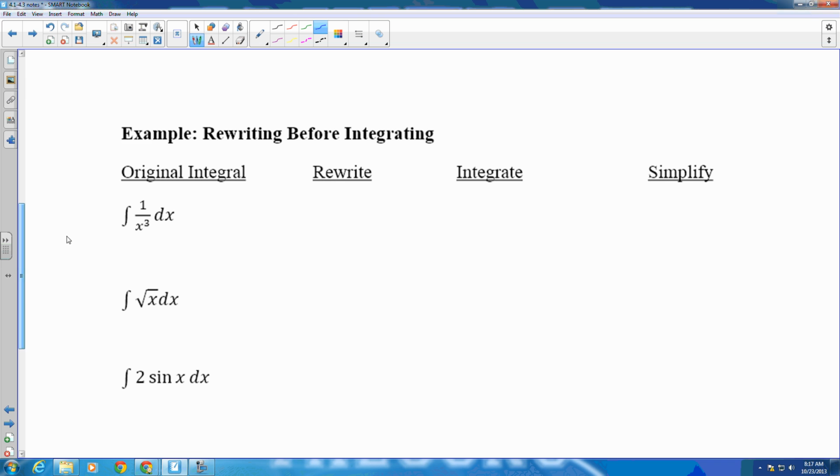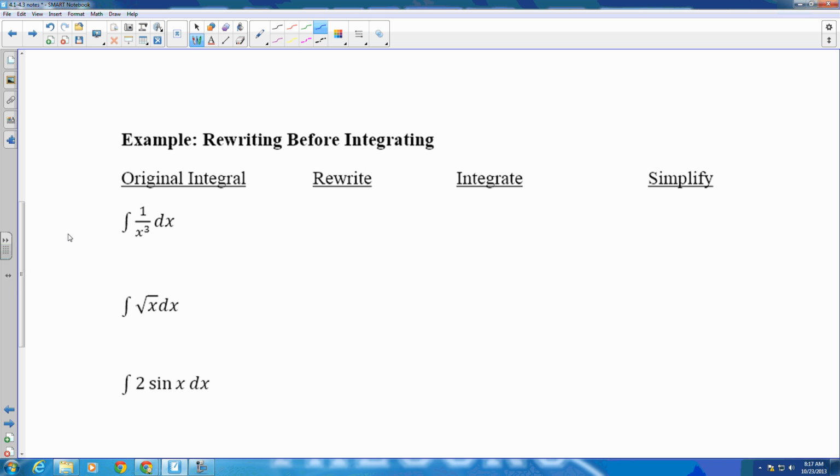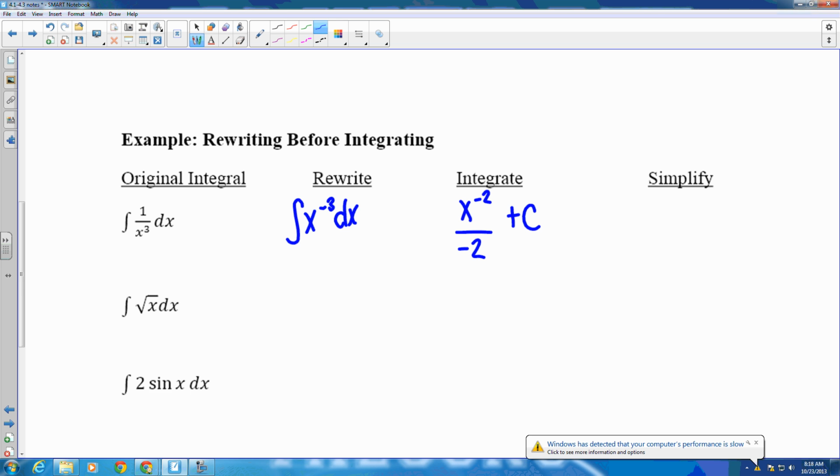Here we have 3 examples. Some of them we're going to have to rewrite before we can take the integral. For example, this first one, the same thing with derivatives: when we have a power on the bottom, we have to bring it up to the top and make it negative before we can take the derivative or integral. So in this case, we have to bring that 3 up, which would make it x to the negative 3 dx. Then we take the integral of that. We have to raise the power, so you raise it to negative 2 and divide by negative 2, and always have the plus c on the end. And this simplifies to negative 1 over 2x squared plus c.